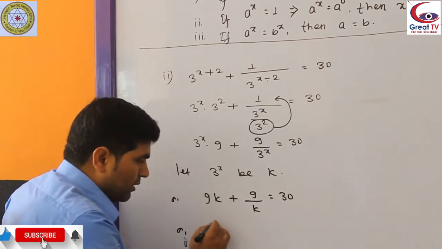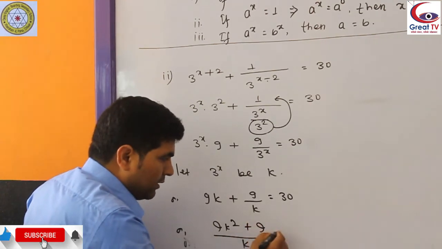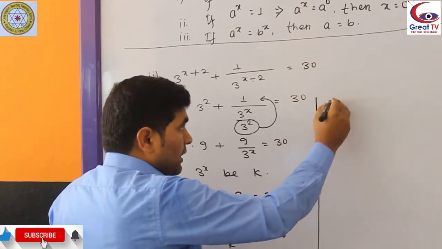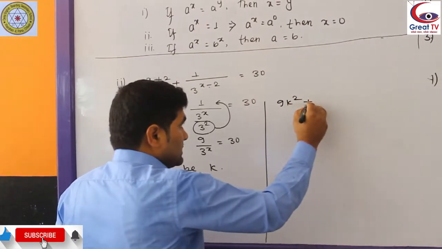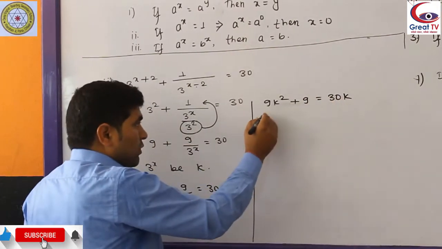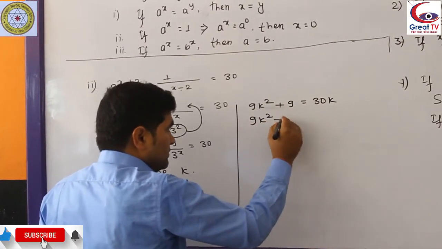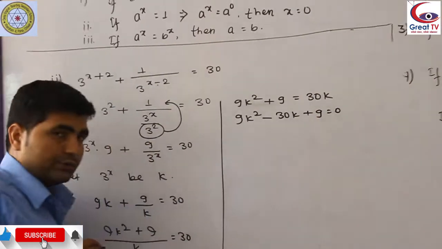Take the LCM: 9k square plus 9 equal to 30 times k. Now multiply: 9k square plus 9 equal to 30k. Change it into quadratic form: 9k square, getting 30k to the other side, between the two terms: 9k square minus 30k plus 9 equal to 0.